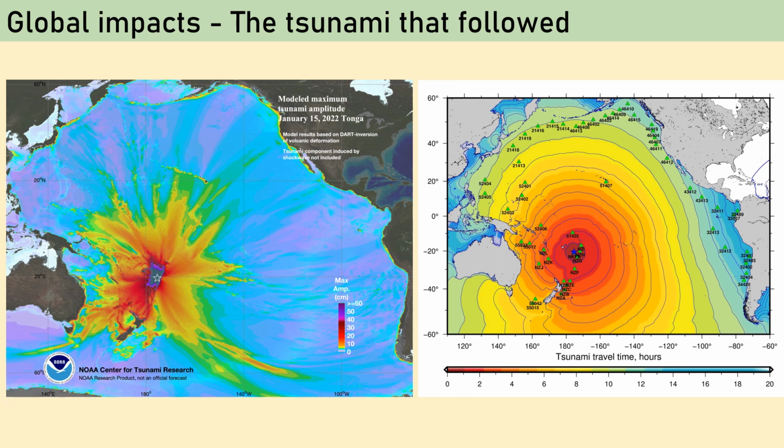And you can see 2 images here. The one on the left is showing the amplitude of the tsunami wave as it spread around the Pacific Ocean. And on the right-hand side, you can see the travel time, so how long it took the tsunami to reach across different parts of the Pacific. What I want to point out here is that Peru, which is located about here, the Peruvian coastline received the tsunami about 16 hours after the volcano had erupted, and that will become important in a moment.